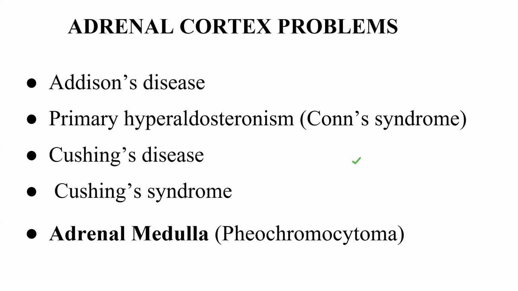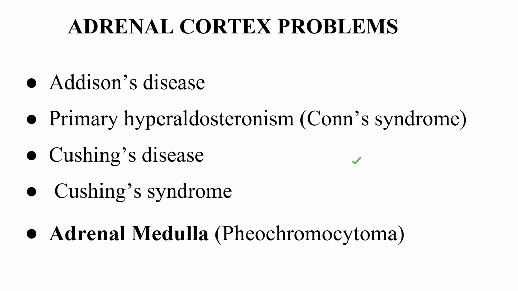Now let's talk about the adrenal cortex problem. All we've been discussing so far has been the hypothalamus and the pituitary gland problems. Now let's talk about the adrenal cortex problem. You recall we said the adrenal glands are the ones we find directly on top of the kidneys, and they are divided into two. You have the adrenal cortex, which is the outer layer, and the adrenal medulla, that's the inner layer.